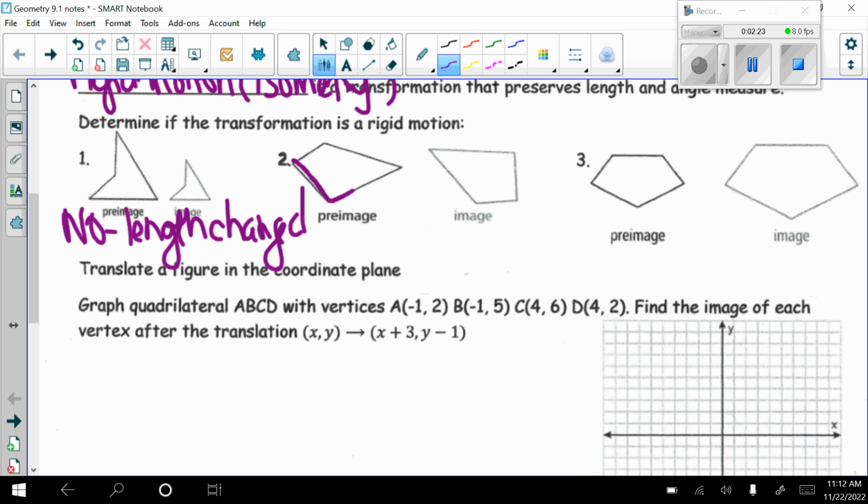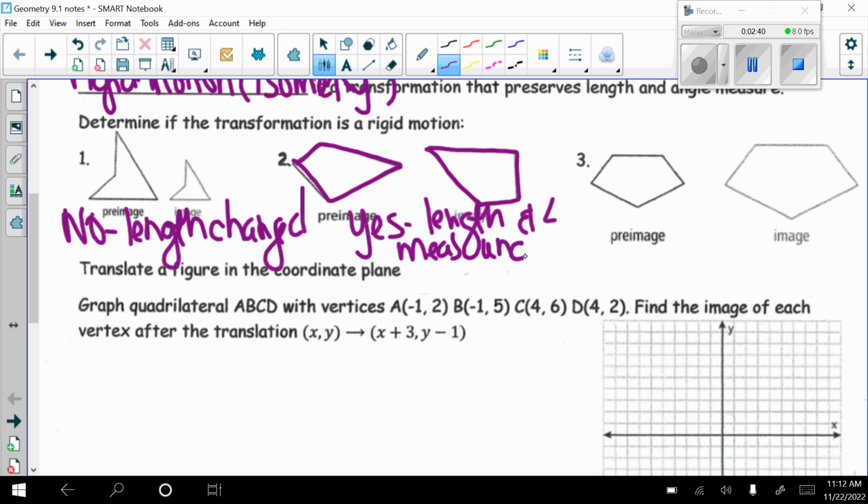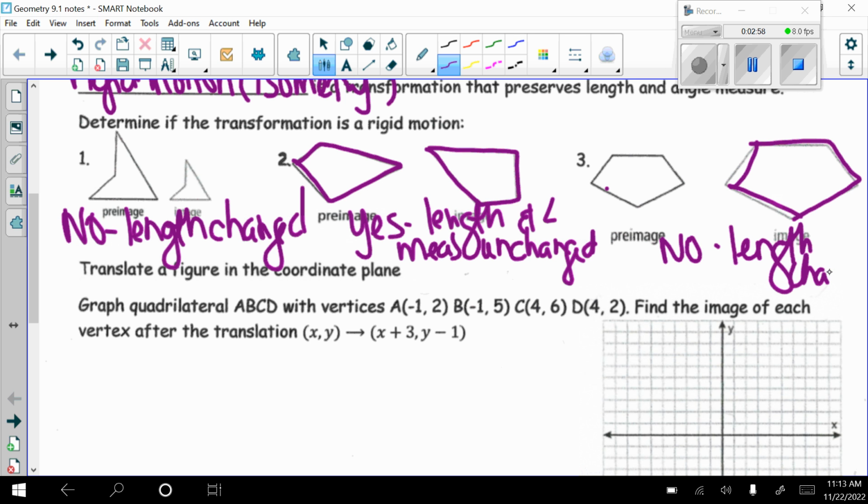Number two, my pre-image and my image look to be the exact same length. None of the lengths have changed, and none of the angle measures have changed. So yes, this is a rigid motion because the length and the angle measure are unchanged. And then finally, number three, we have our pre-image and our image. We can tell the image is much larger than the pre-image, so this is not a rigid motion because the length changed again. So again, that's how you tell if something is a rigid motion.